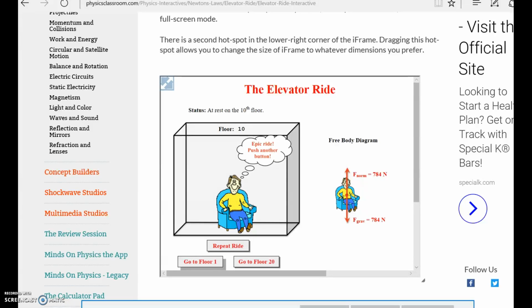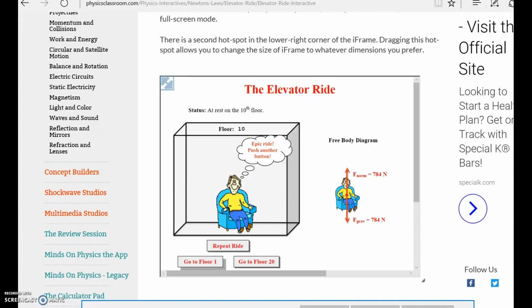Then, because he went from the first floor up to the 10th floor, he has to first speed up from rest, and then he goes at a constant velocity. When the velocity is constant, the normal force and the gravitational force are going to be the same. That means you feel your normal weight.